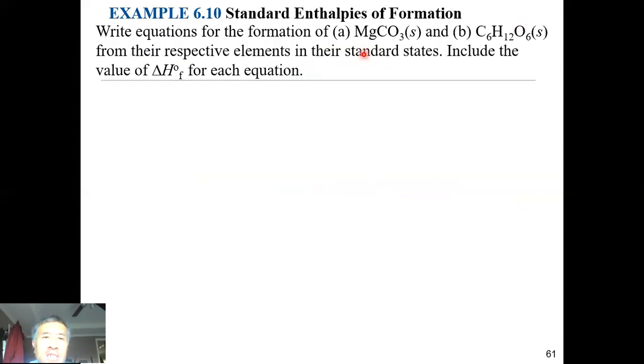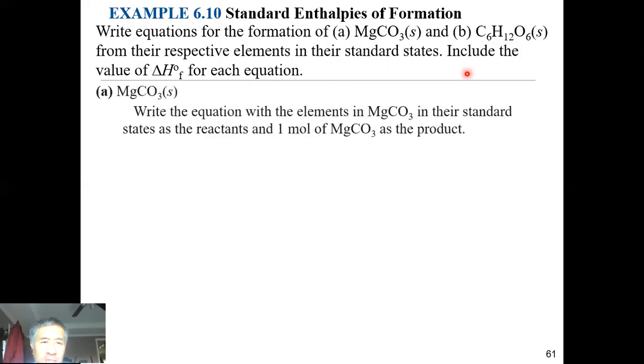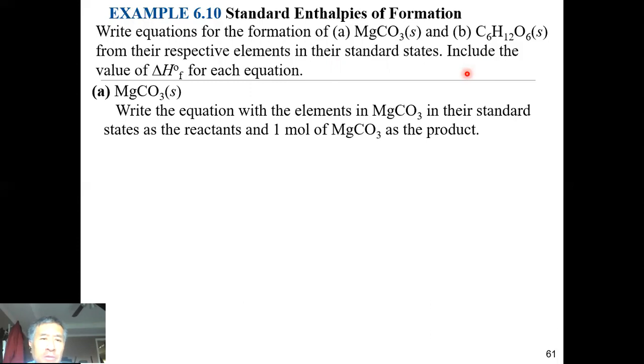So the next example is 6.10. Write equations for the formation of A, magnesium carbonate, and B, glucose, from their respective elements in their standard state. Include the value of delta H for each equation. Okay, so for the first one, you want to produce one mole of MgCO3. So therefore, you know precisely or specifically the product should be one MgCO3.